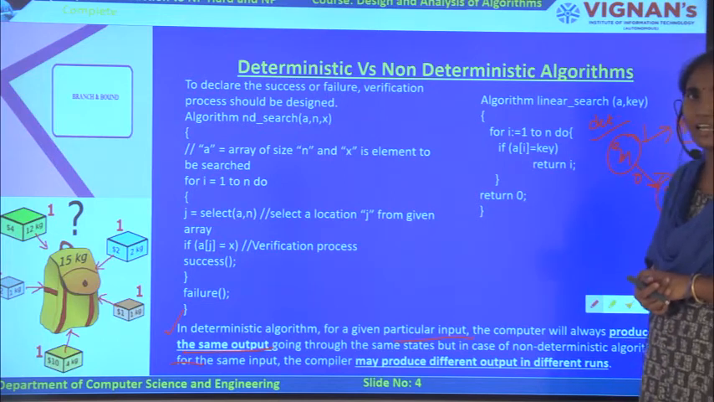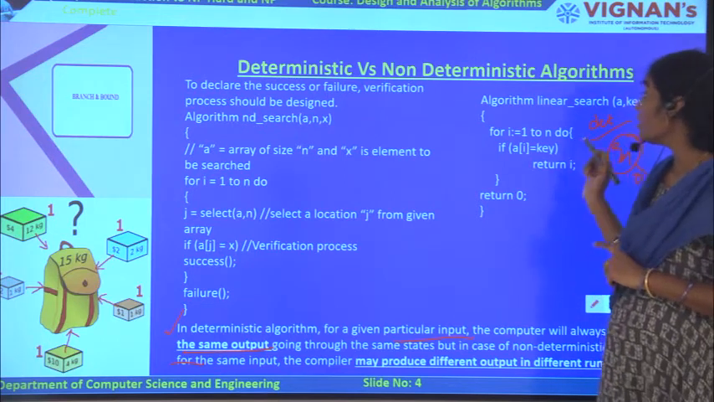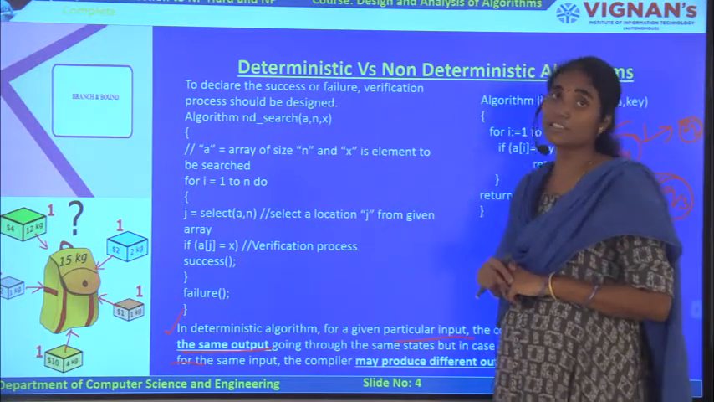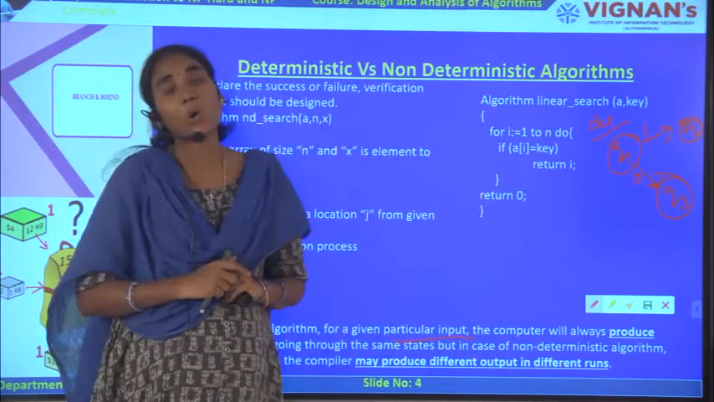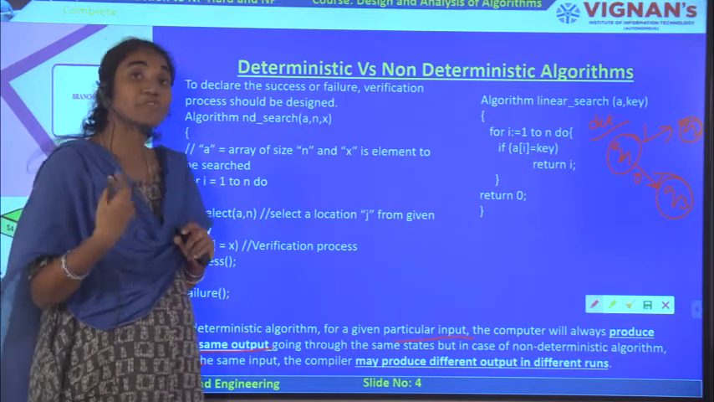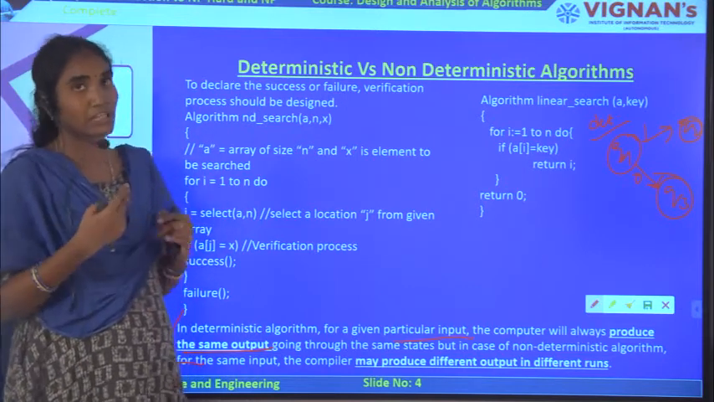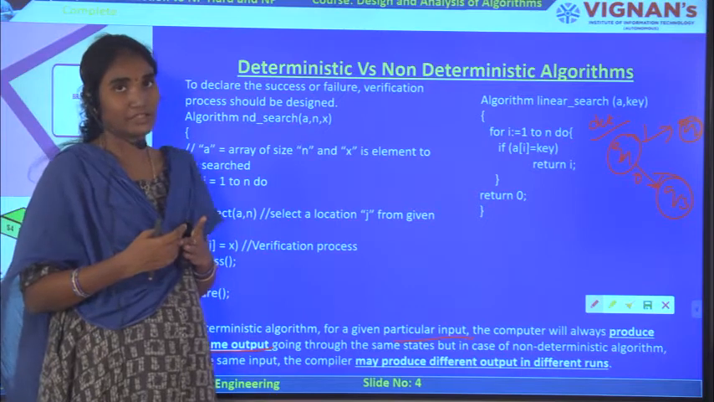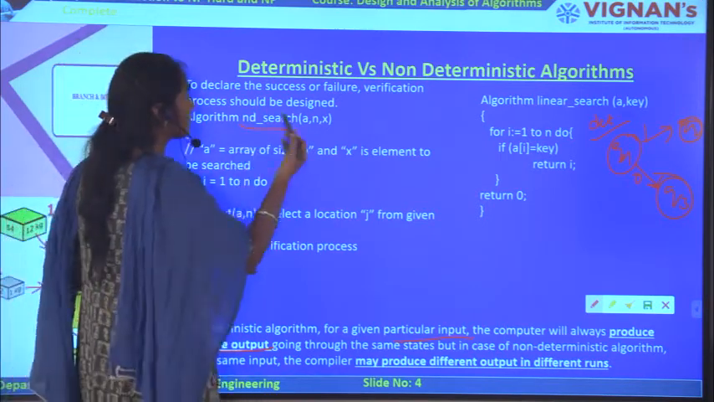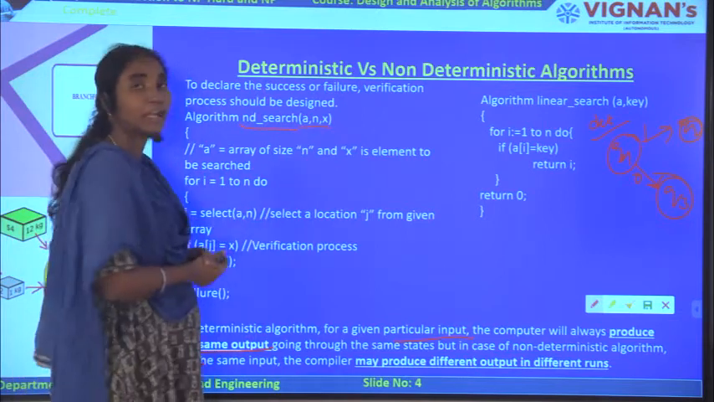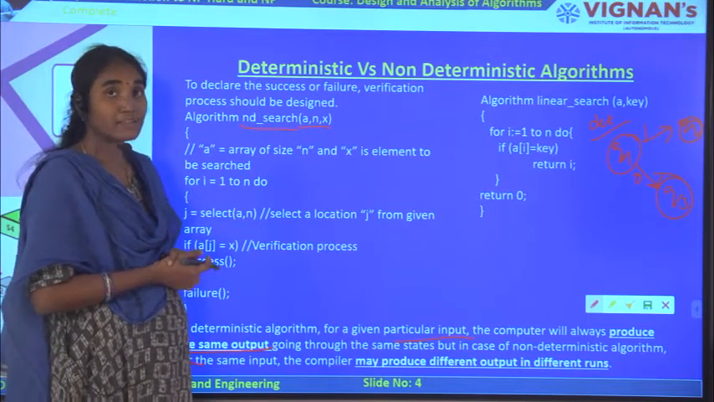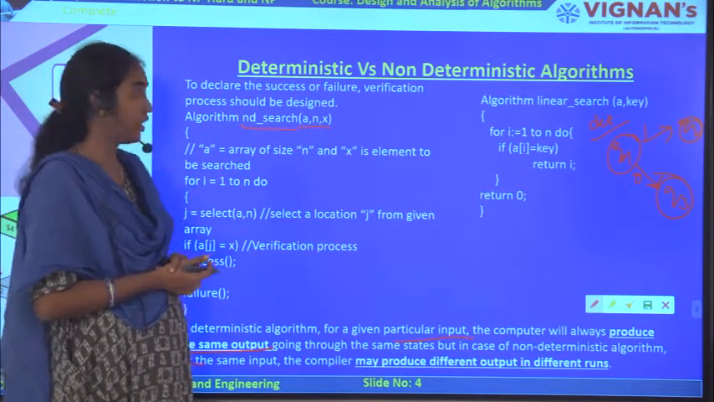I think you have learned as part of the FLAT subject, right? So coming to non-deterministic. So this is the algorithm for non-deterministic search. In this non-deterministic search, you are going to use three functions: success, failure, choice, right? So this is a modified algorithm of non-deterministic search, where I am having A, n, x. A is the array or list, n is the size of the array, and x is a key element which we are going to find out.